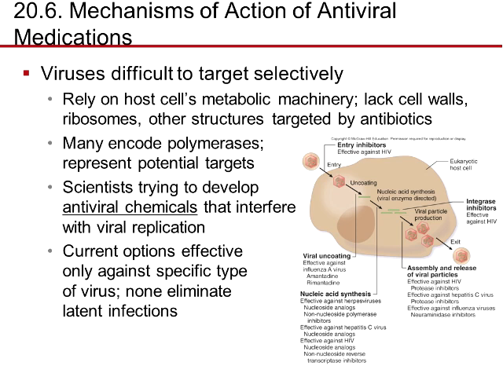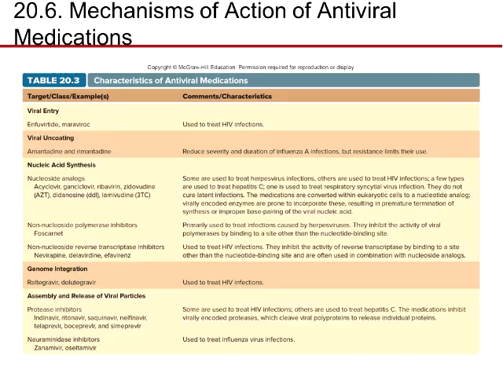The current options are effective only against specific types of virus, and none eliminate latent infections. So if they have a chronic infection like herpes, or a chronic infection like HIV or HPV, there's no antibiotic to eliminate those. This is a list of those, a list of target classes, if you will, and a list of comments, and I'll let you go through those also.